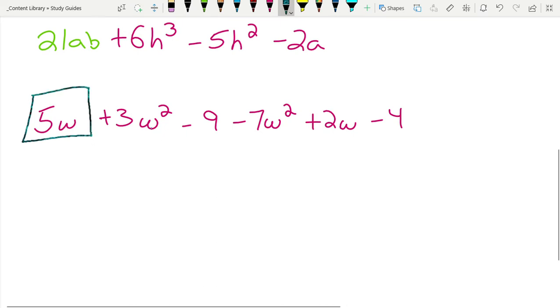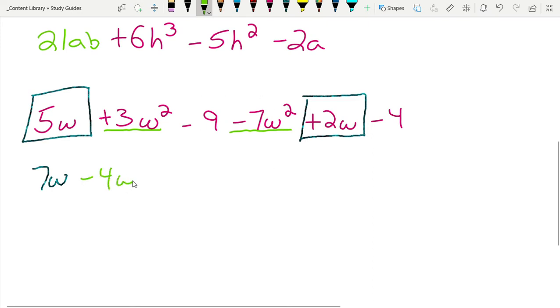I've got 5w. Now I have w squared, so those are different. They can't go together. So I have a w over here. It's just like red apples and green apples. They can be similar, but they're not the same, so we can't put them together. So 5w plus 2w is 7w. Then I've got a positive 3w squared and a negative 7w squared. So 3 plus a negative 7 is a negative 4. So negative 4w squared. And then finally, I've got a minus 9 and a minus 4, which makes a minus 13.